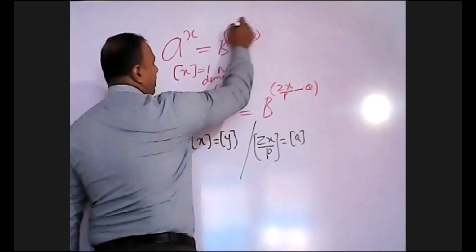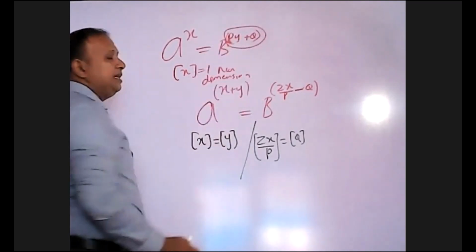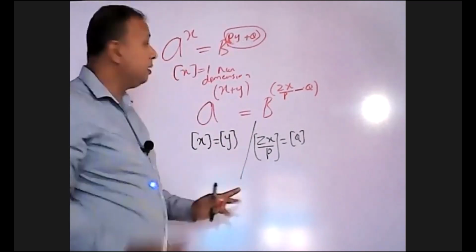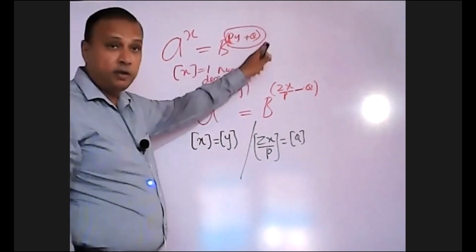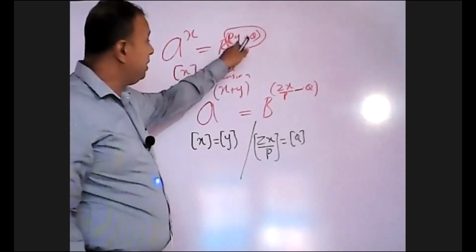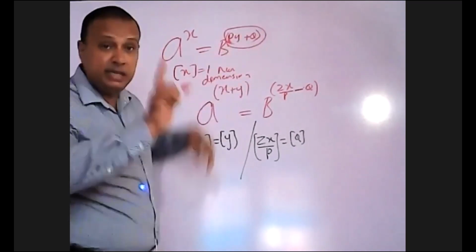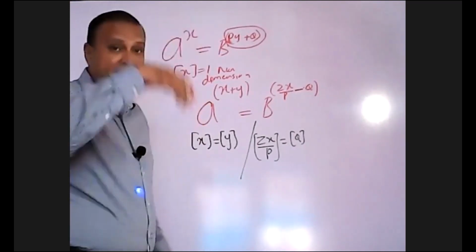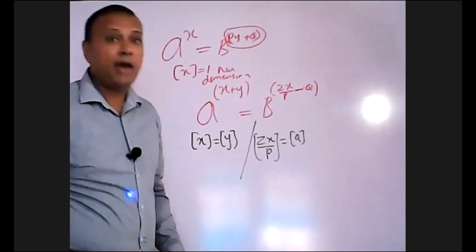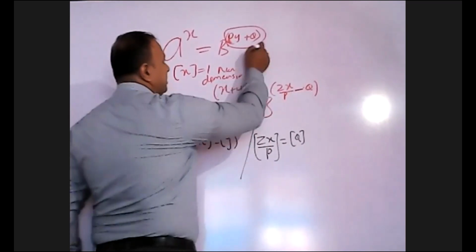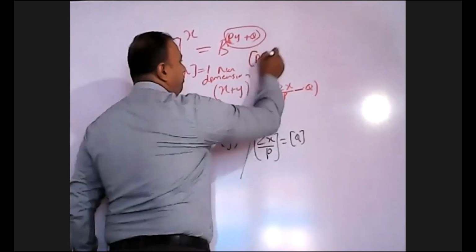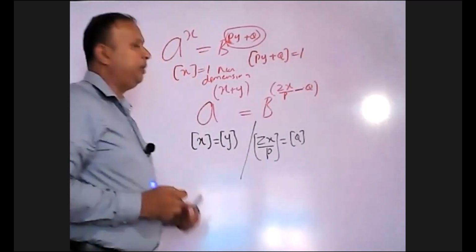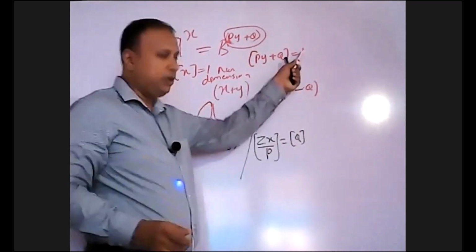Then this whole thing is a power. Not p, not y, not q, but py plus q is the power. The entire thing is a power, so the entire thing should not have a dimension. That means the dimension of py plus q should be equal to 1, which actually means no dimension.